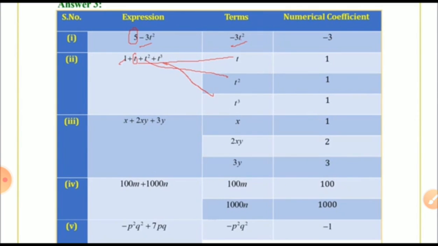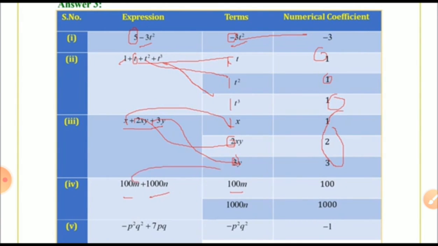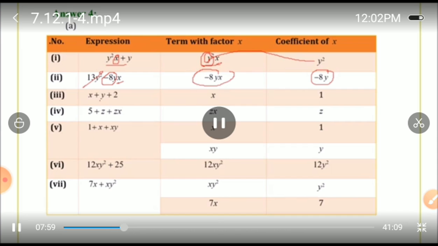Question number 3. Expressions, terms and numerical coefficient. 5 minus 3t square. Correct. So the coefficient is minus 3. Here is the t square, t cube. Yes, very good beta. One by one with red color I am showing which are the terms and which are the numerical coefficients. Only numbers we have to write for the coefficient, not any other one. Correct. 2 terms are there, p square q square plus 7pq. We can write 7pq also.